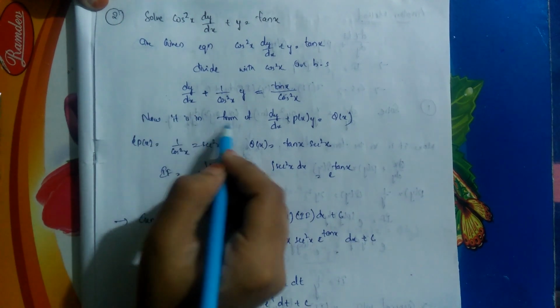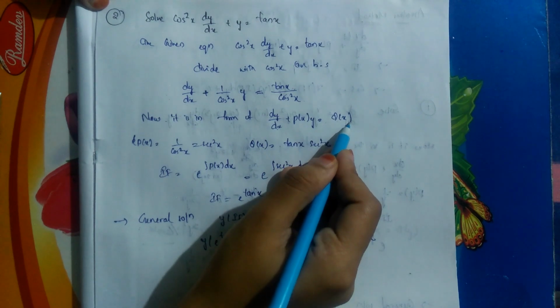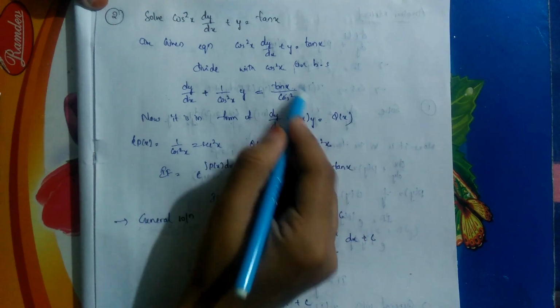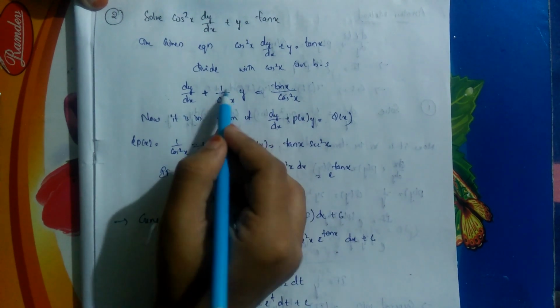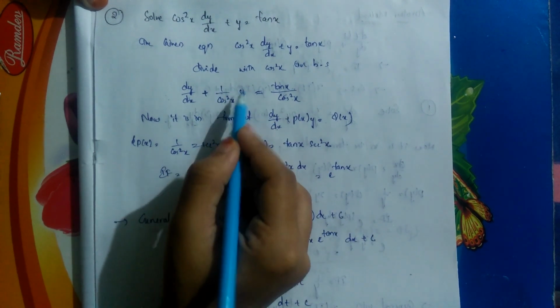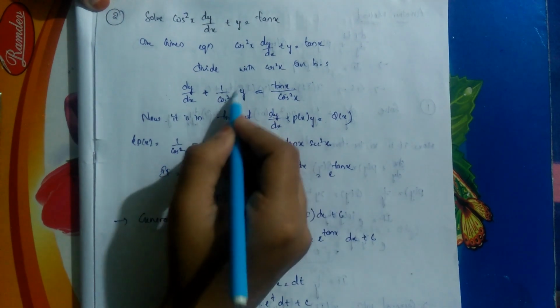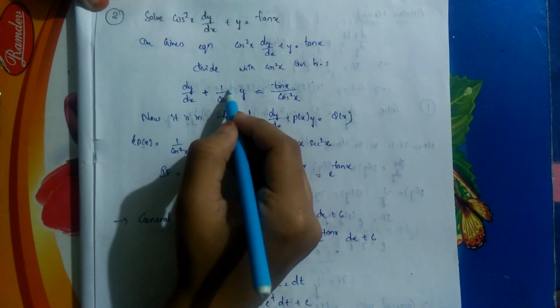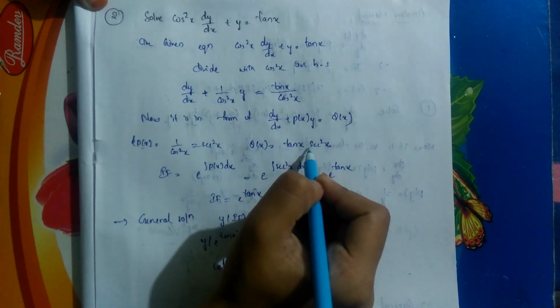So now it is in the form of dy by dx plus p of x into y is equal to q of x. When you see the right hand side, this whole function is in terms of x, and here p of x is 1 by cos square x into y. So it is in the form of this. Then from this equation, p of x is 1 by cos square x, and q of x is tan x by cos square x.